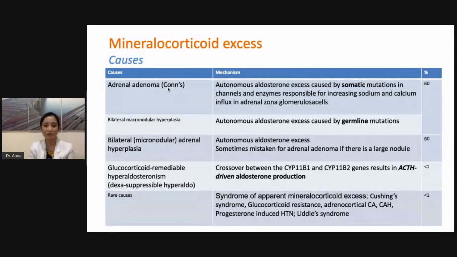Okay? So you can also have primary aldosteronism due to bilateral macronodular hyperplasia or micronodular adrenal hyperplasia. There's also such a condition as glucocorticoid remediable hyperaldosteronism, meaning the hyperaldosteronism is caused by ACTH-driven aldosterone production, no? Because of some problems with your genes. And this is usually treated by suppressing ACTH. So how do we suppress ACTH? We give exogenous steroids. So that's why it's called glucocorticoid remediable hyperaldosteronism. It's a dexamethasone suppressible hyperaldo.